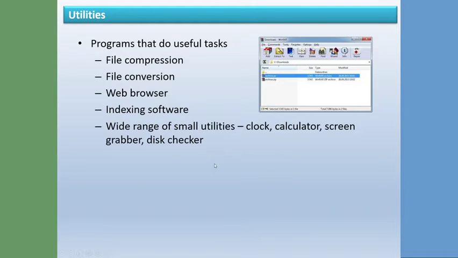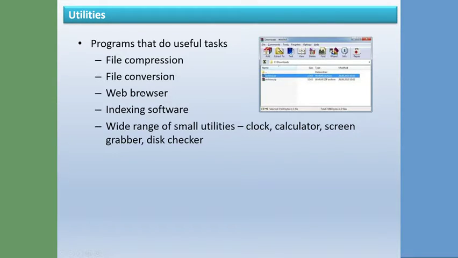Okay. And then finally, utilities. These are programs that do useful tasks. They generally carry out single or specific tasks. So, for example, file compression, where we're going to apply some compression to a file to make it smaller. You could use something like WinZip or WinRAR. That can do the file compression for you. We could do things like file conversions. So say, for example, you've got a Word document you want to convert to a PDF, we can do that with file conversion software.